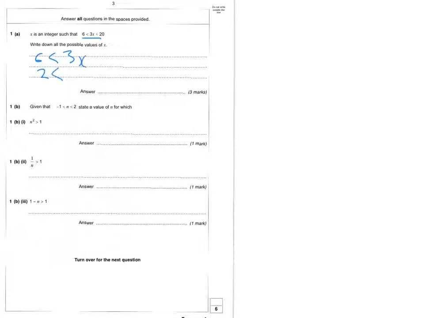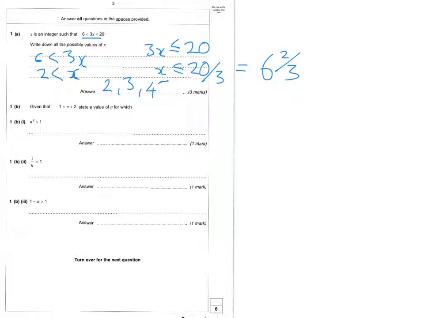2. x must be greater than 2. And 3x is less than or equal to 20, so x must be less than or equal to 20 over 3, which is 6 2/3. So x can be 3, 4, 5, or 6.